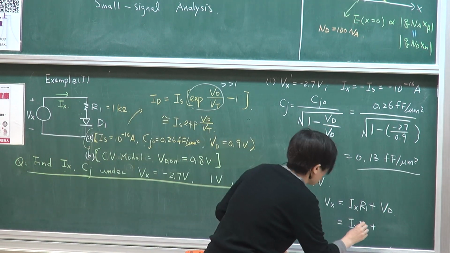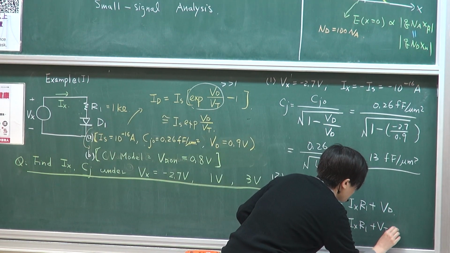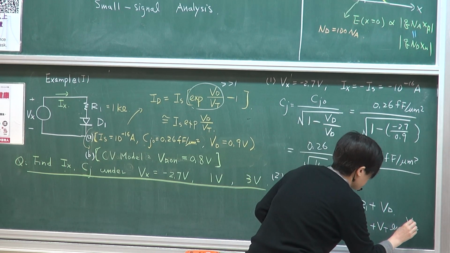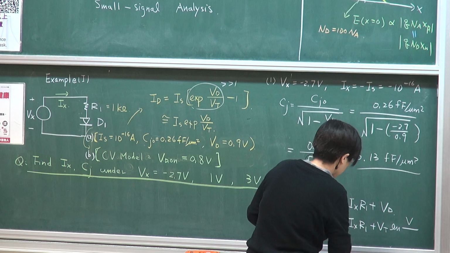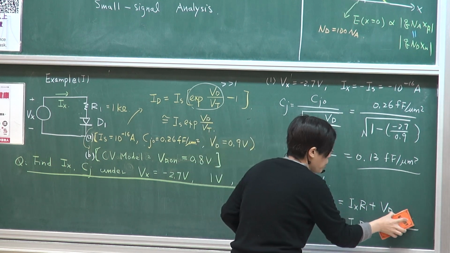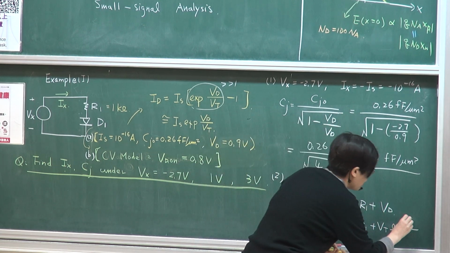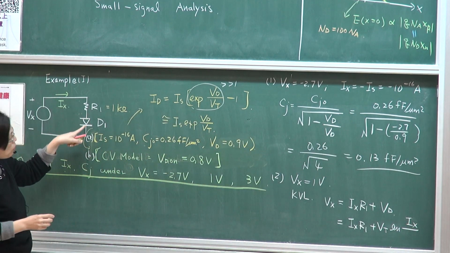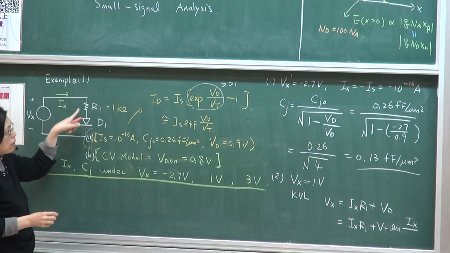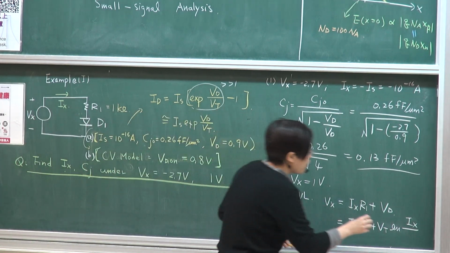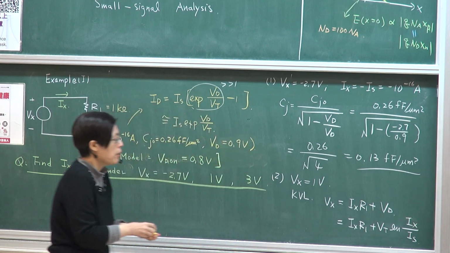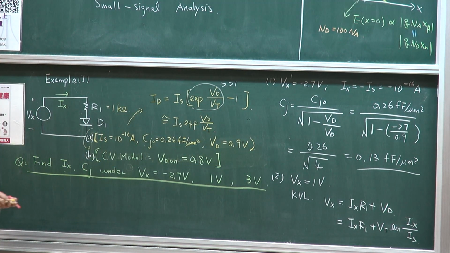So VD is VT ln the ratio between current. ID is IX, right? The current flowing through the diode is the same as IX. It's the same. So it's IX over IS. Okay? So this is given.